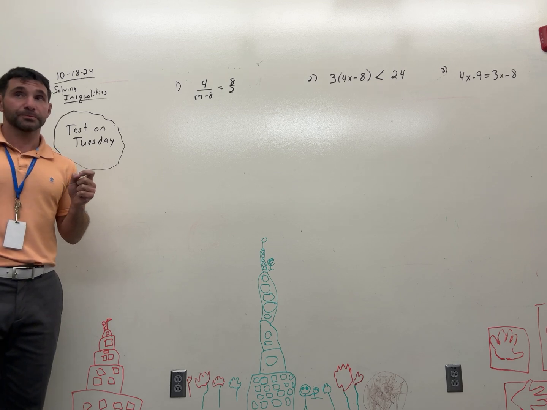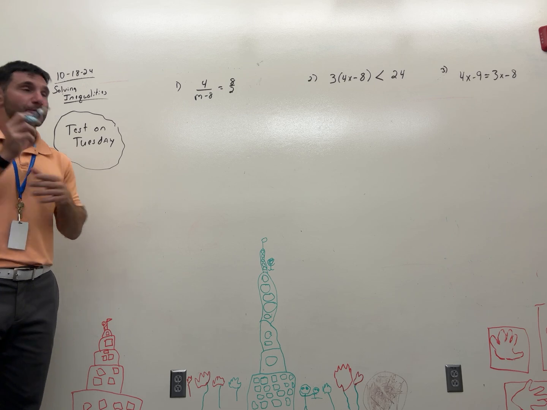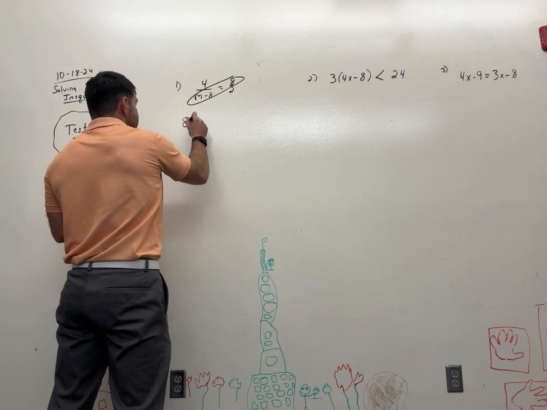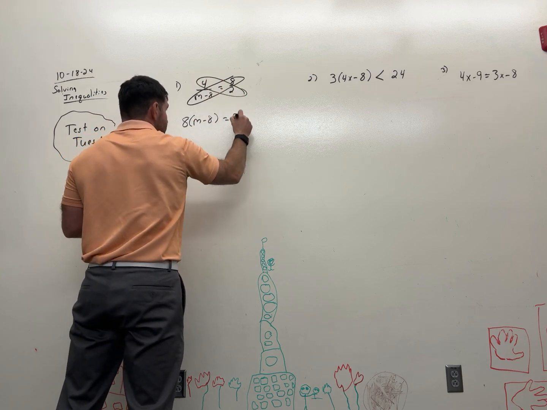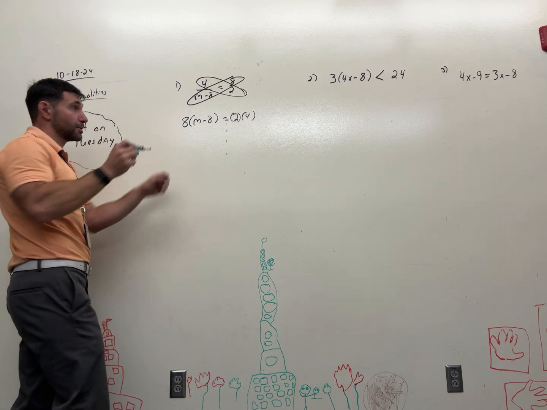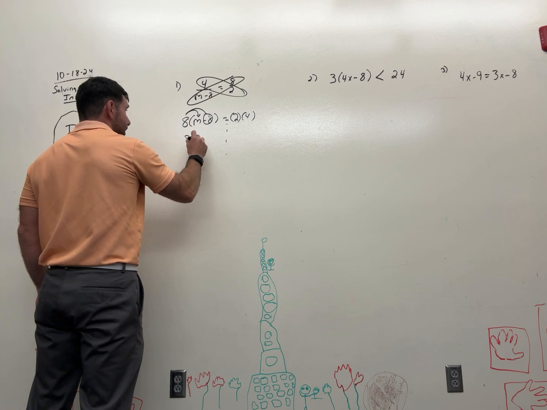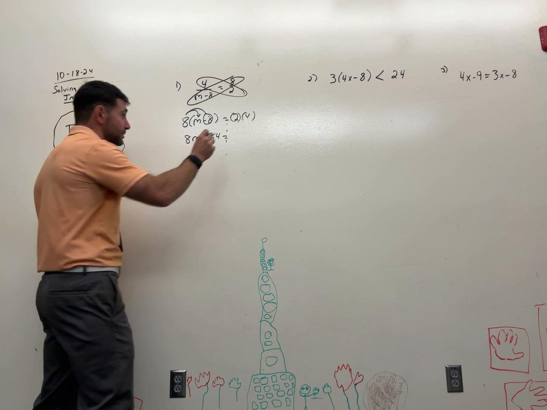So, what do we have to do for proportions? What's it called? The butterfly method, but what's it actually called? Cross multiply. There we go, cross multiplication. So I'm taking 8 times the m minus 8 equals 2 times 4. We have to distribute. 8 times the m, 8 times the negative 8 leaves me 8m minus 64 equals 8.